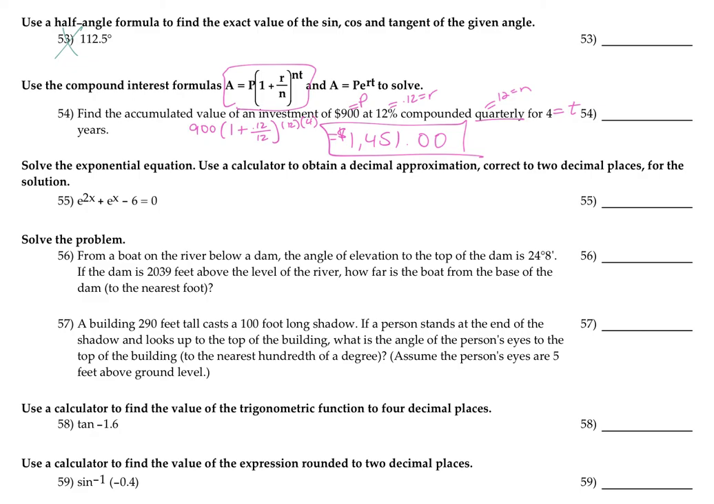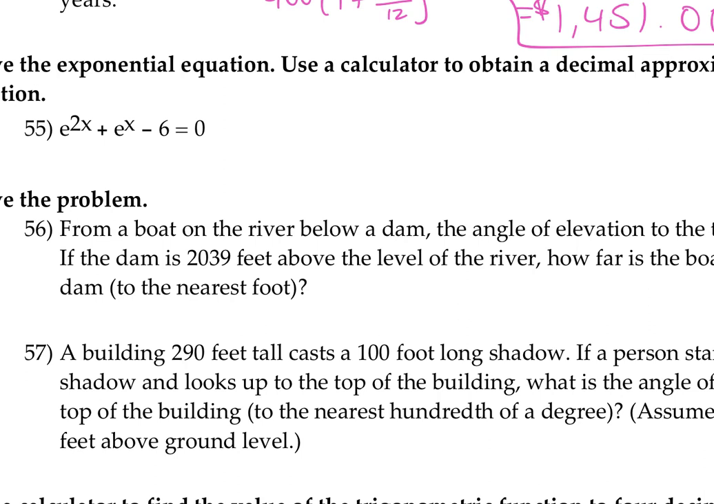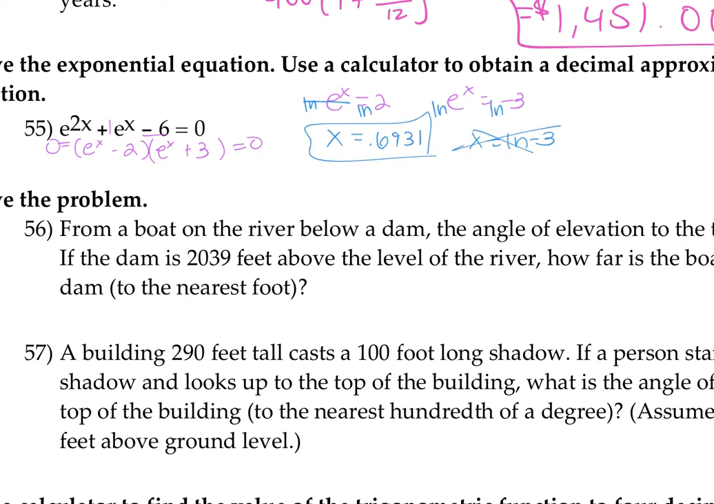55 says e to the 2x plus e to the x minus 6. So I'm going to factor this. This would be e to the x and e to the x, and then factors of negative 6 that sum to positive 1 would be negative 2 and positive 3. Split and solve here, and I end up with e to the x equals 2 and e to the x equals negative 3. We ln both sides of these, and ln of e to the x cancels, just giving me x, and ln of 2 is 0.69314. Here, I'd get x equals ln of negative 3, and that can't be done. So this is the only answer I keep.